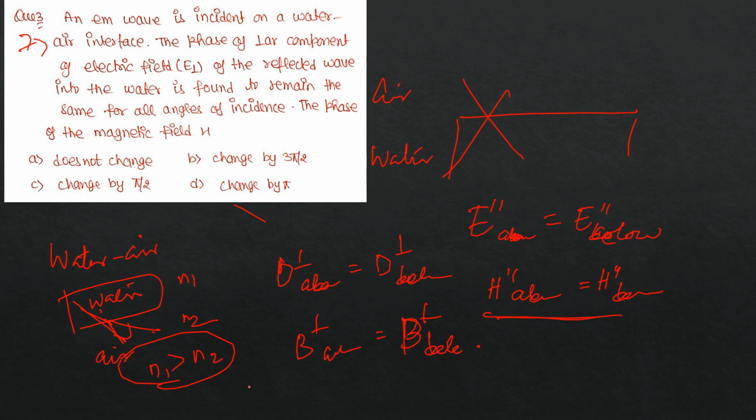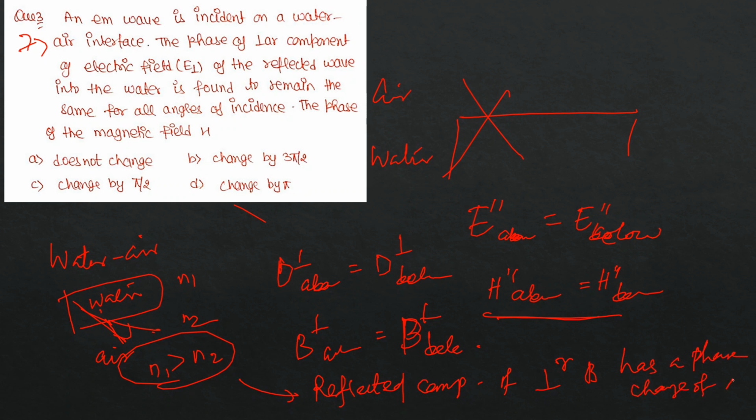So that will imply that the reflected component of the perpendicular magnetic field has a phase change of pi. So if n1 is greater than n2, then the phase change will be pi. Remember this. So the change is by pi. That is the answer.